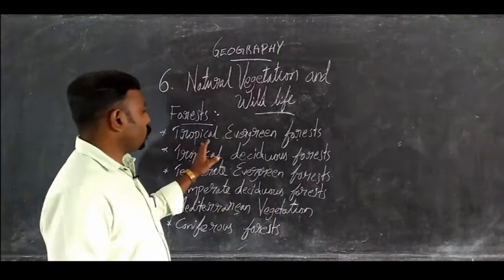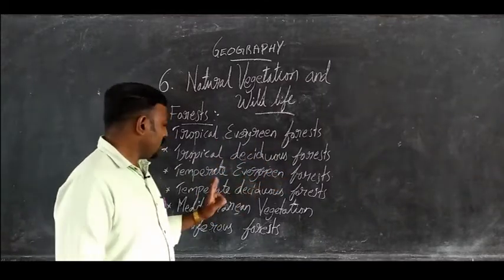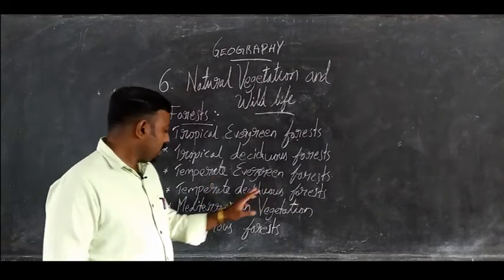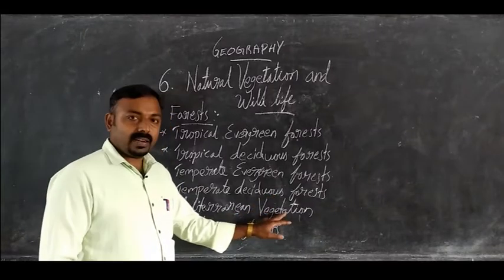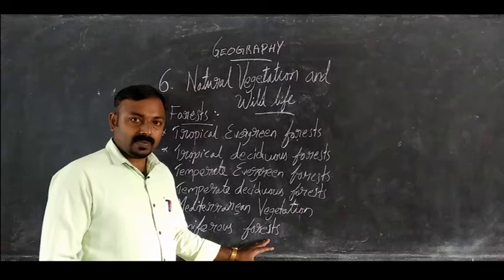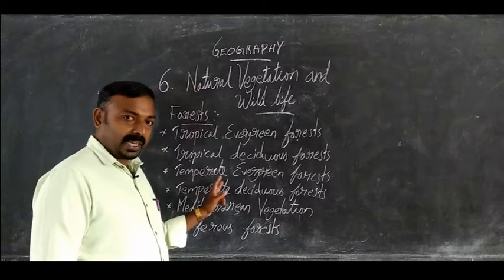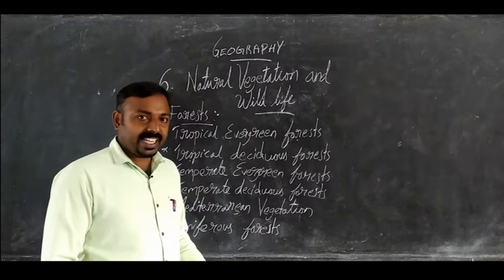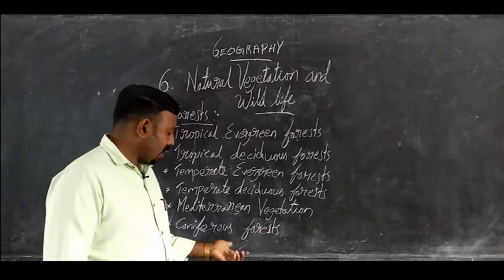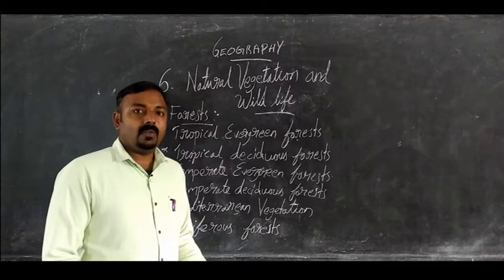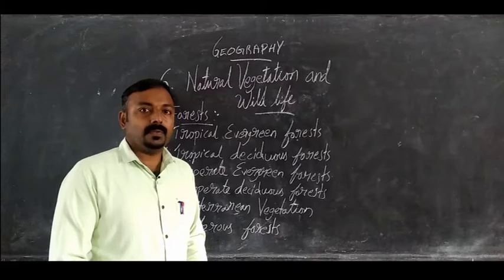There are tropical evergreen forests and tropical deciduous forests, temperate evergreen forests and temperate deciduous forests, and Mediterranean vegetation and coniferous forests. These are in different regions: the tropical region, where there is more heat, and the temperate regions. We can look at the differentiation of these different types of forests in different parts of the world.